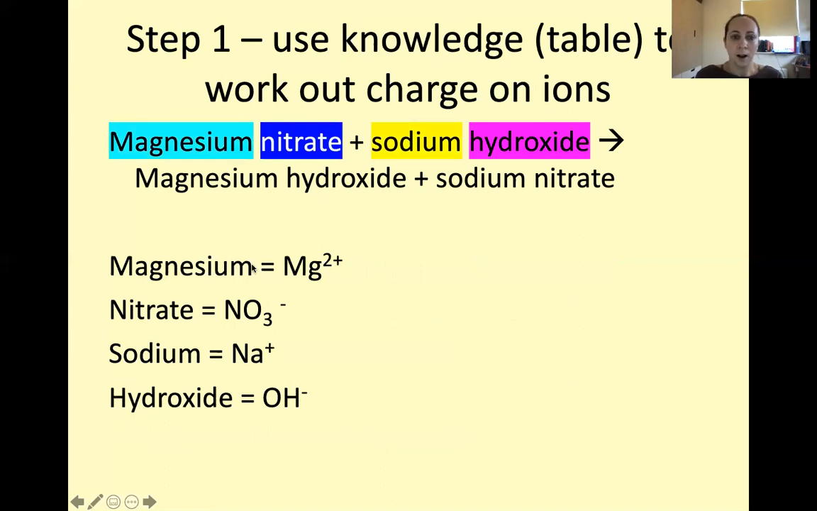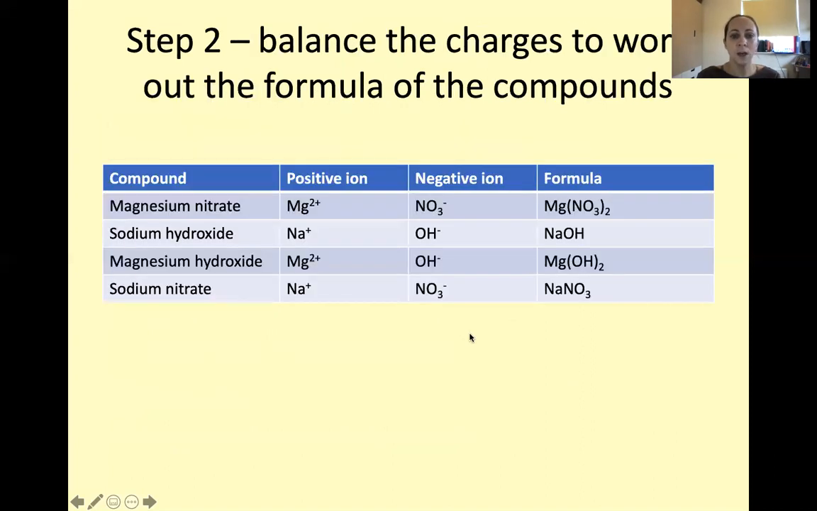Right, first up then, I need to identify what ions I've got. So I've read the words, I've got magnesium nitrate plus sodium hydroxide. So my ions are magnesium, nitrate, sodium and hydroxide. I've used that little table that we've got to work out the charges on the ions. I'm then going to use those charges to figure out the formula of the compound.